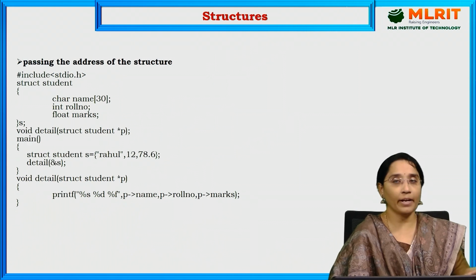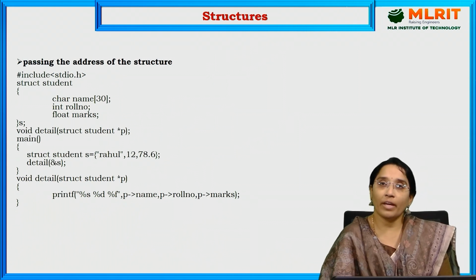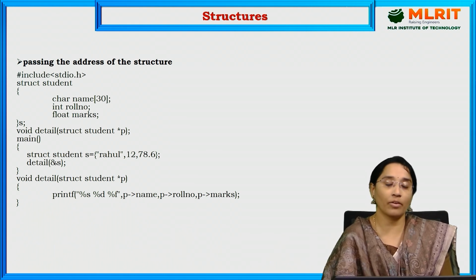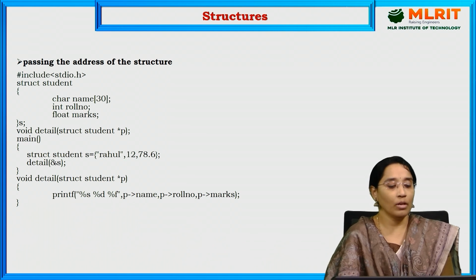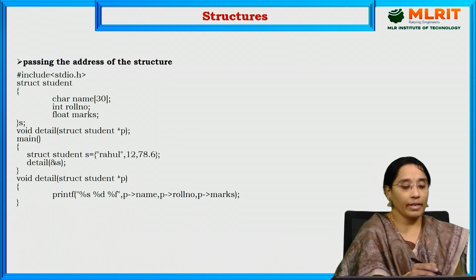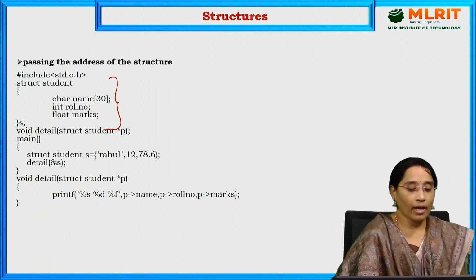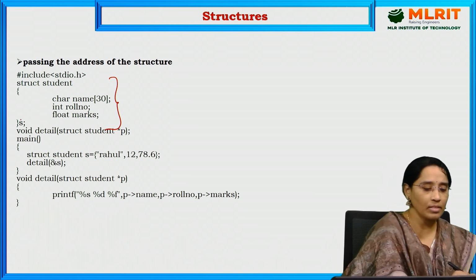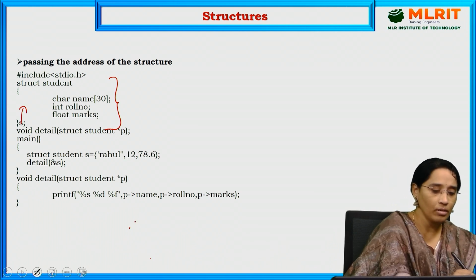Next, the third category is passing the address. While talking about addresses, you should know the pointers concept. Pointers always hold the address of another variable. So we'll see the example. Declare the structure: char name, roll number and marks. Same example we have taken. It's a structure variable.